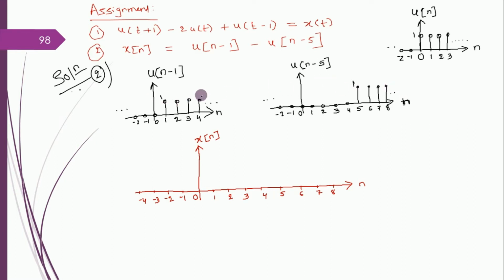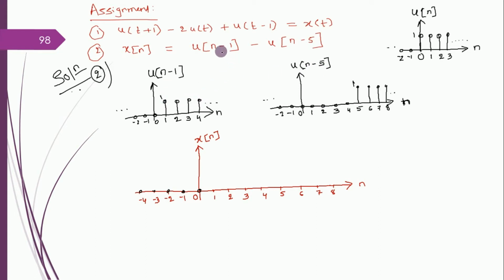Now we need to subtract these two signals. To subtract them, you can check here in the negative axis of n, both u of n minus 1 and u of n minus 5 have 0 value. So here everywhere it is just 0. At 0 also it is 0 because u of n minus 1 is also 0, and u of n minus 5 is also 0. But for n equal to 1, 2, 3 and 4, I have 4 values where u of n minus 5 has 0 amplitude, but here I am having amplitude 1.